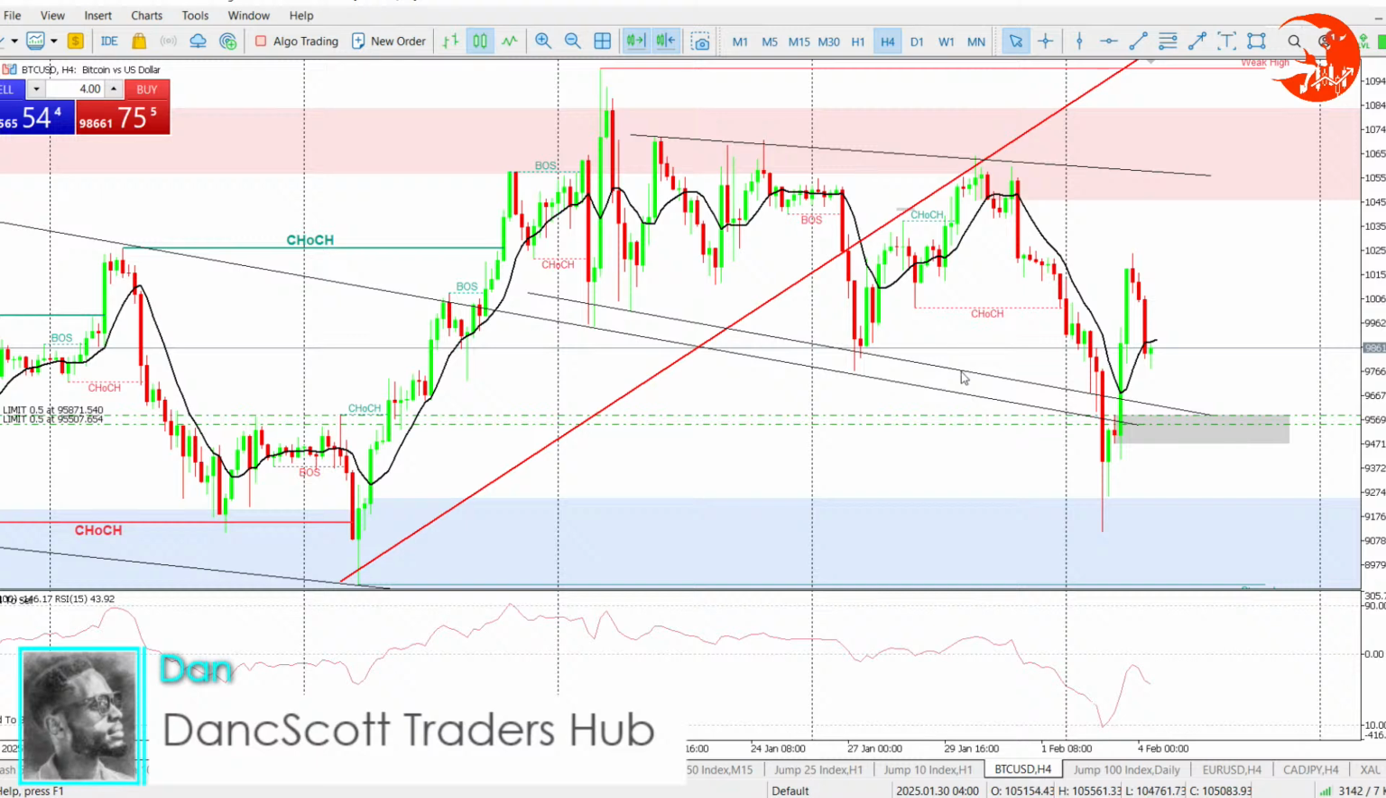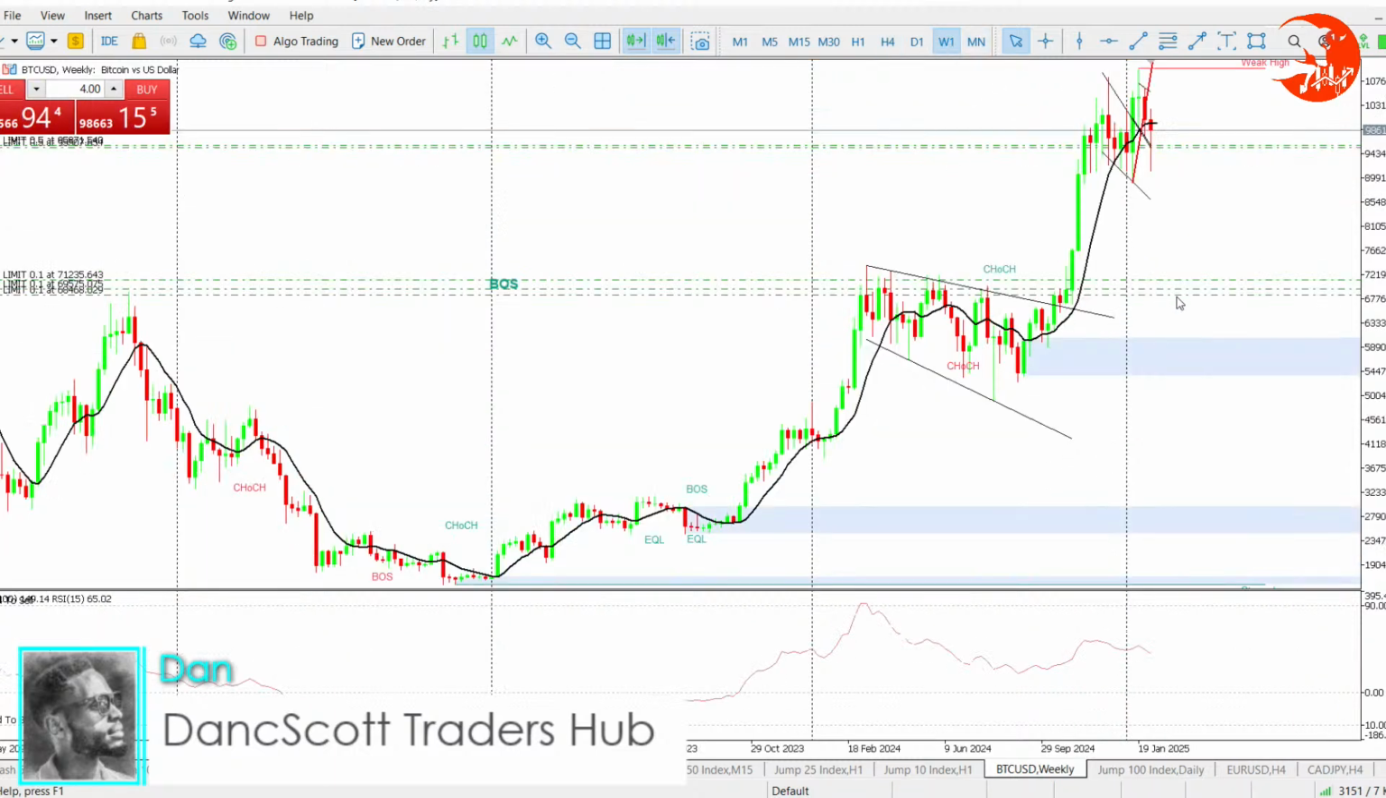All right, so let's check what has been going on. Starting with weekly, we know this already. This was like a pullback, like a liquidity grab there. We are still very bullish. You have to understand that we're still bullish, meaning we're still in an uptrend.